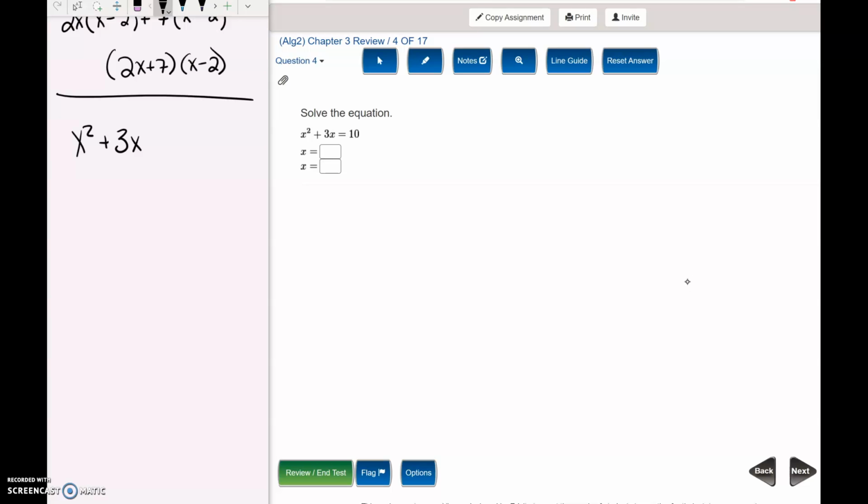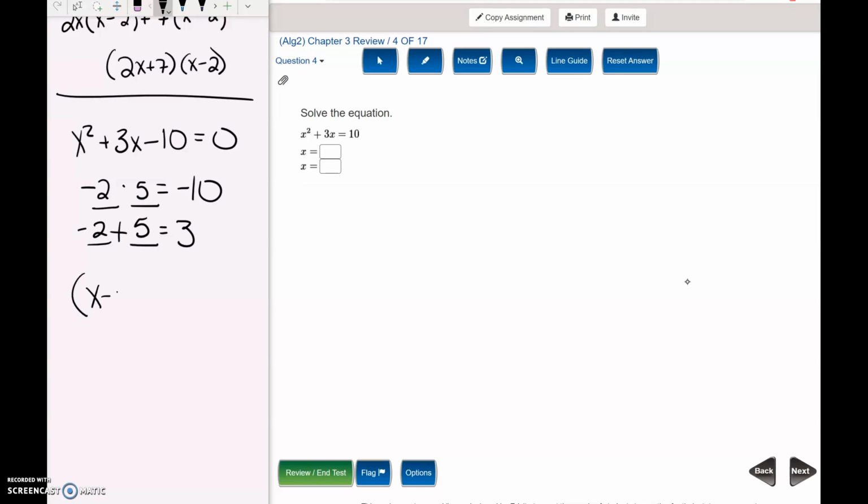I do need to get one side equal to 0. So I'm going to subtract 10 on both sides to get one side equal to 0. Now I'm going to try to factor. Two numbers that multiply to give me negative 10 and add up to 3. I'm guessing that's going to be 2 and 5. We need to have negative 2 and 5. So x minus 2, x plus 5 equals 0.